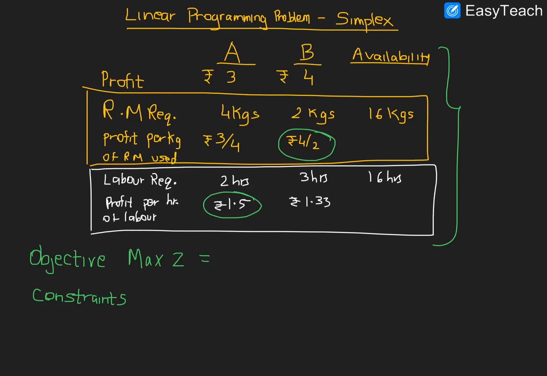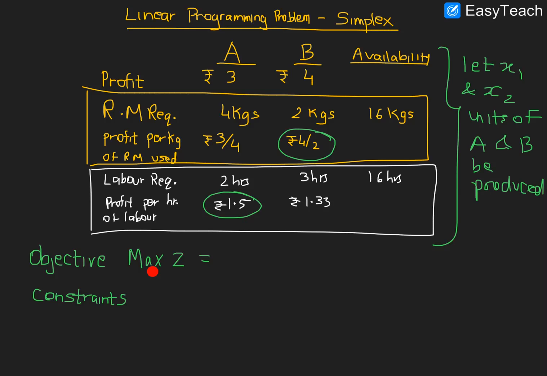So let's make an assumption now. Let's say x1 and x2 units of A and B be produced. We don't know exactly how many units of A and B are to be produced, because both the constraints are giving me contradicting results. So definitely some units of A may be produced, some units of B may be produced. So let's assume them to be x1 and x2.